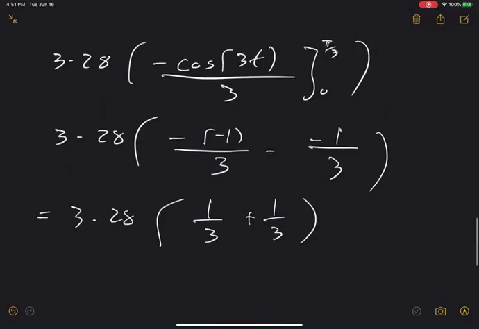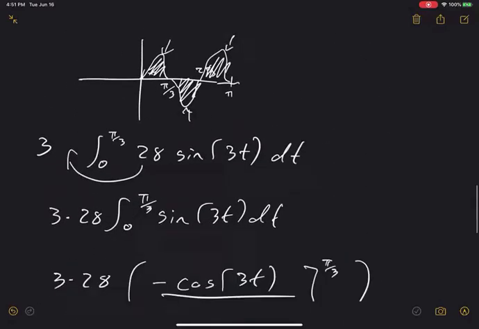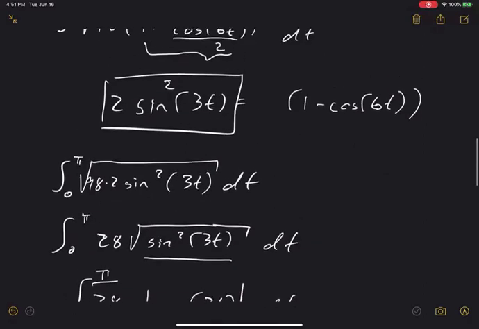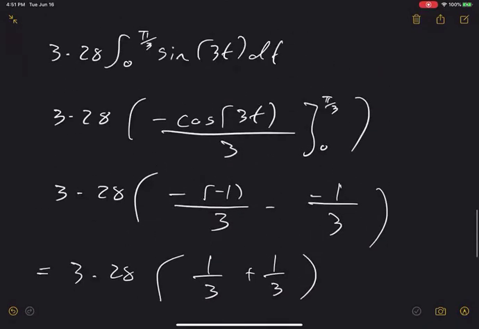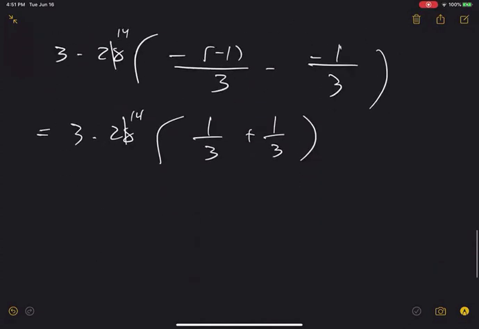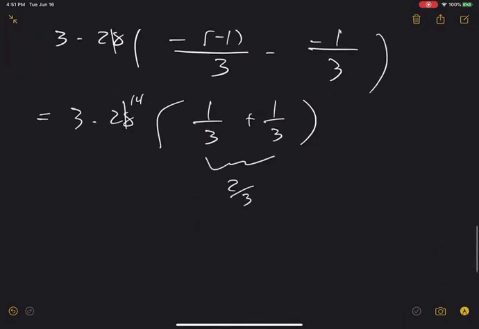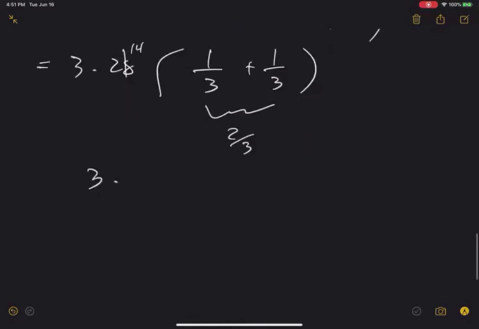And I just spotted a mistake: this 28 should be a 14. This is the square root of 196, and the square root of that is 14, not 28. So these are all 14s. And then this is 2/3. So what I have is 3 times 14 times 2/3. The 3s cancel, I'm left with 28.